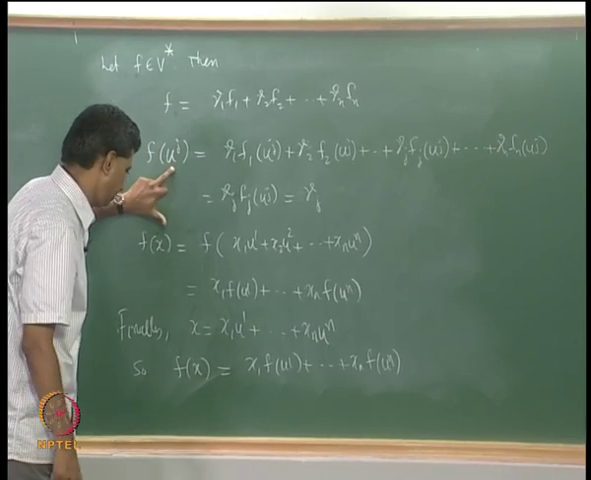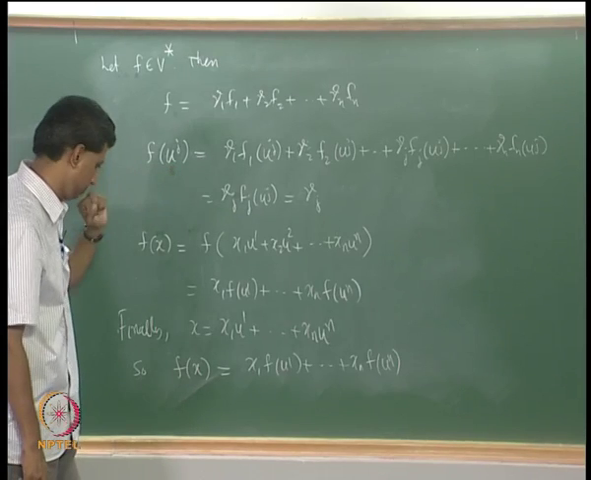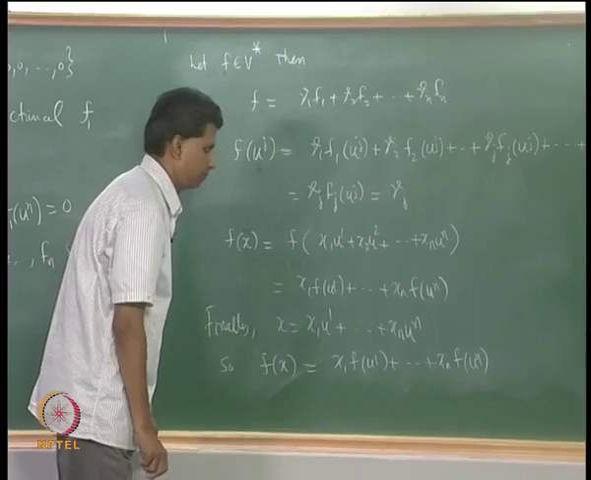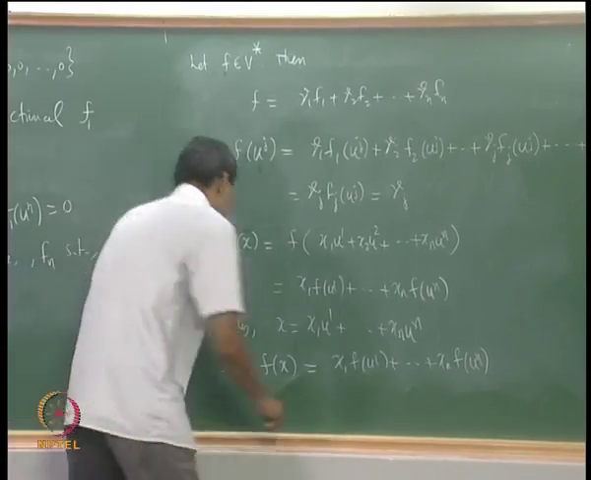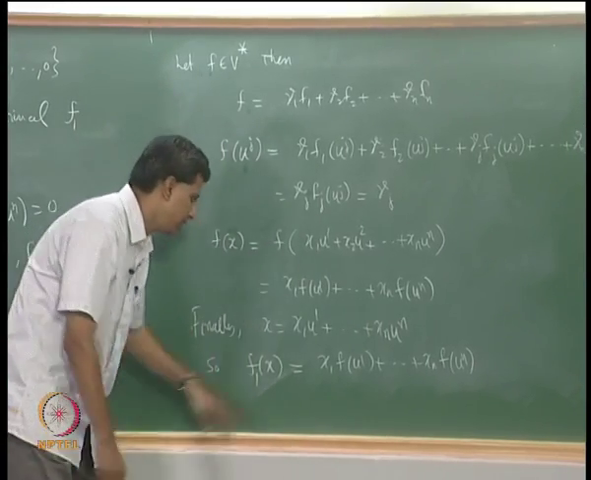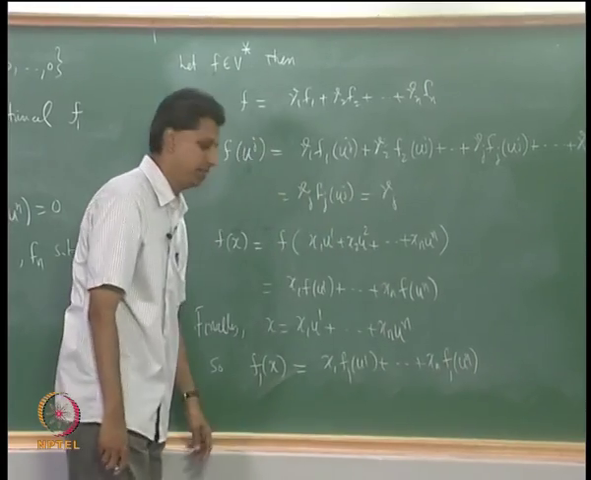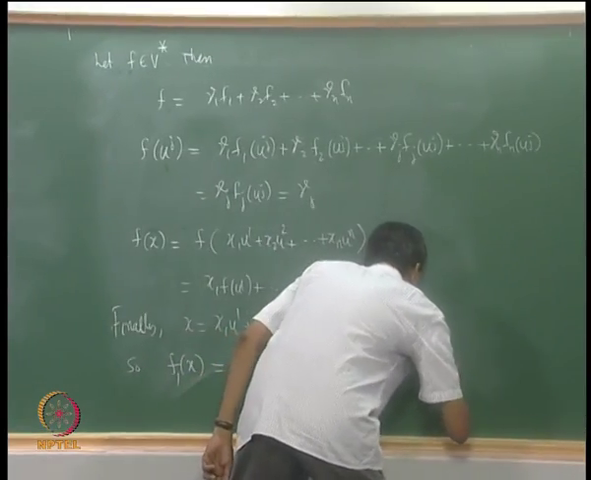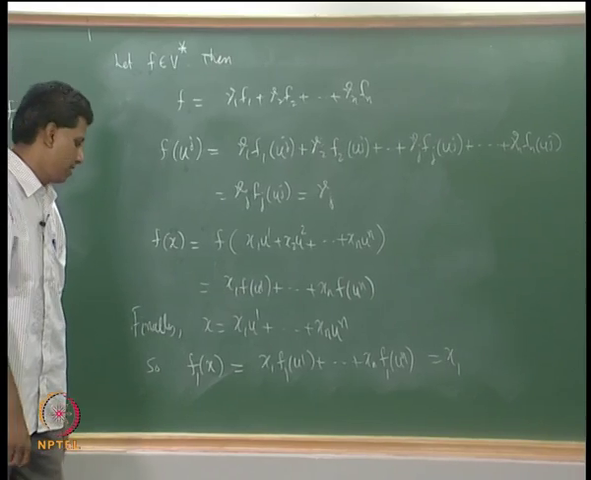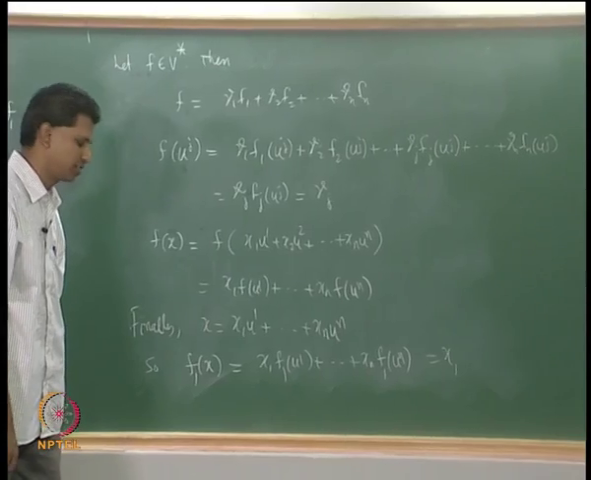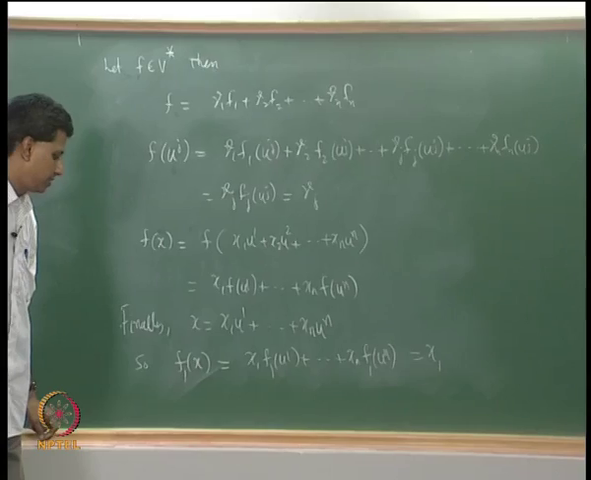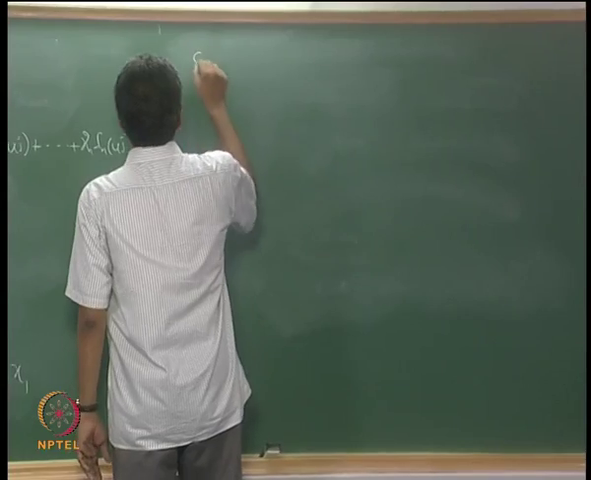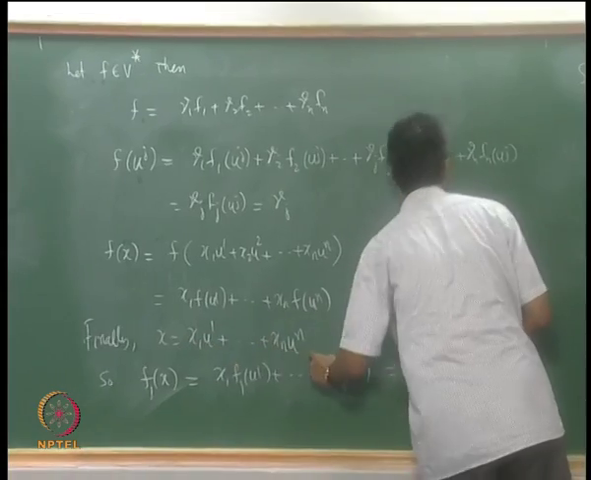I have determined... is that okay? What I really want is f1 of x. f1 of x is x1 f1 u1, etc., xn f1 un. Now here f1 u1 is 1, so this is x1. Okay. What is f2 of x? f2 of x is x2, etc. fn of x is xn. I go back and substitute, I get that representation. Okay. So I go back to this equation.